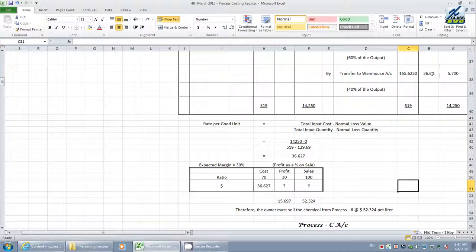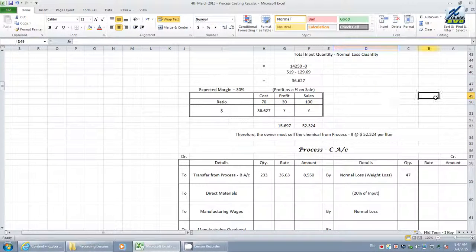You already know the cost value per liter. What is the cost per liter? Rate per good unit is the same value you will be taking into consideration over here. And then how much do you want? 30% is nothing but how will you get? H51. H51 means this value divided by H50 into G50. Yeah, of course, the same is the formula. It is F50. Yeah, okay.